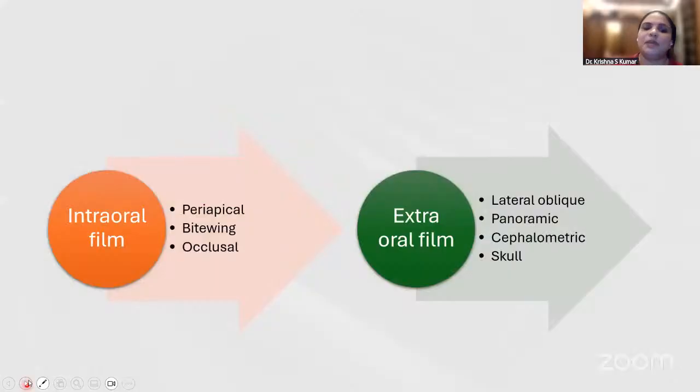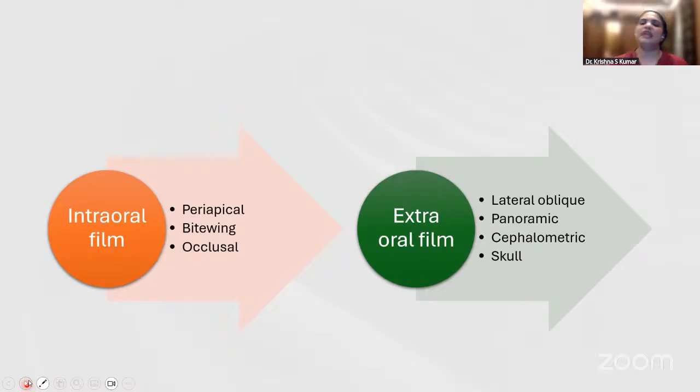Intraoral films are periapical films, which are used to image the periapical area of the tooth. Bite-wing films are mainly used to view the interdental area or to find out about incipient caries. Then you have the occlusal films, which give a larger view of the lesions of the palate, maxillary sinus, etc.